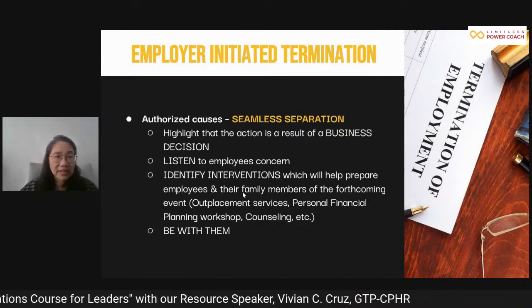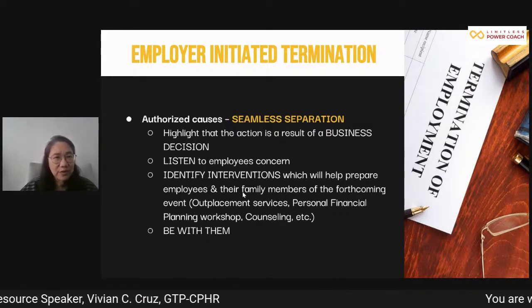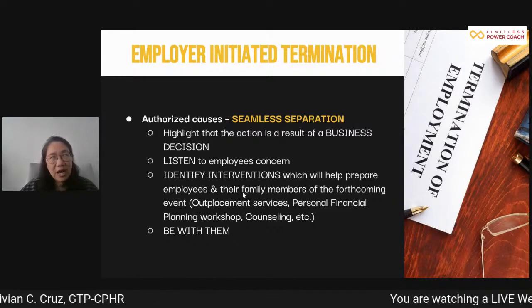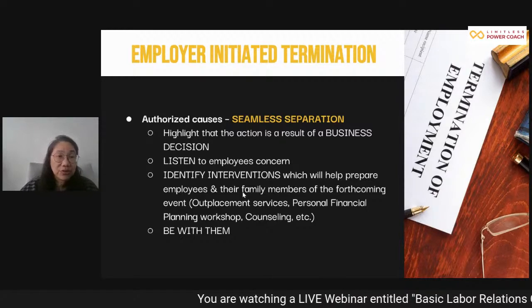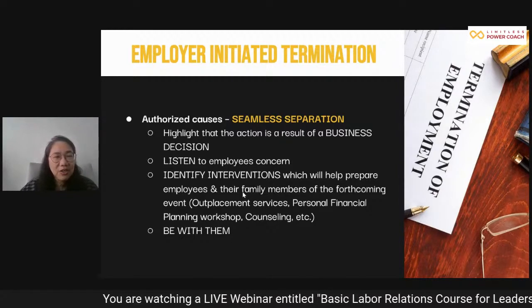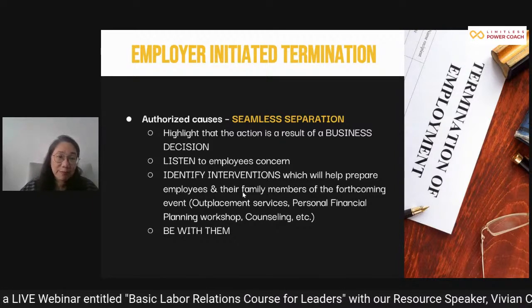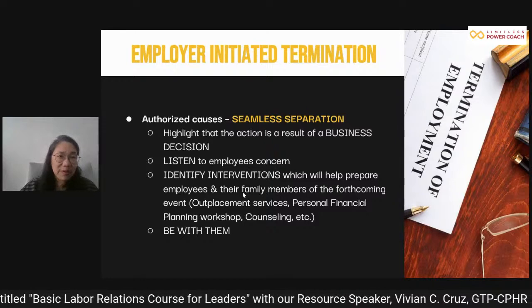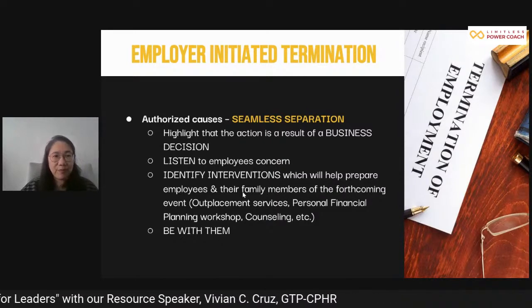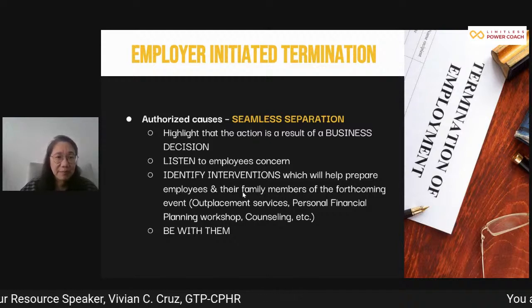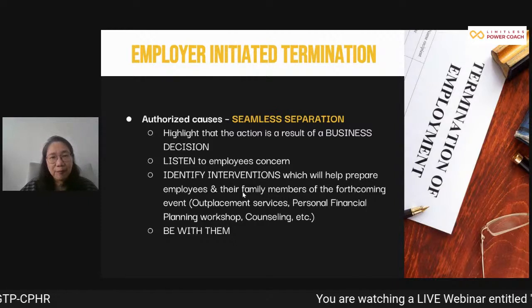And what is important is we also listen to their concerns. Okay, so listen to their concerns and try to check how you can, not necessarily eliminate, but at least reduce the employees' pain points. So can you offer outplacement services, can you offer a program for livelihood or investments? Kasi syempre kailangan ng guidance ng mga employees din natin. And let them feel that you are with them throughout the process.